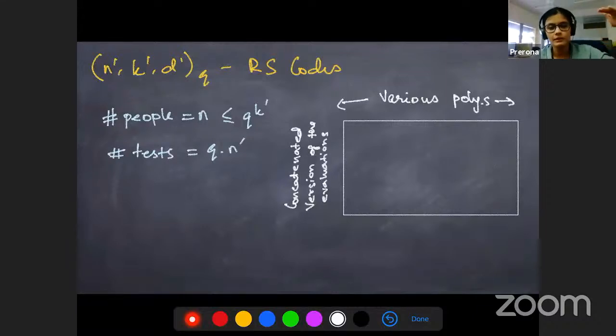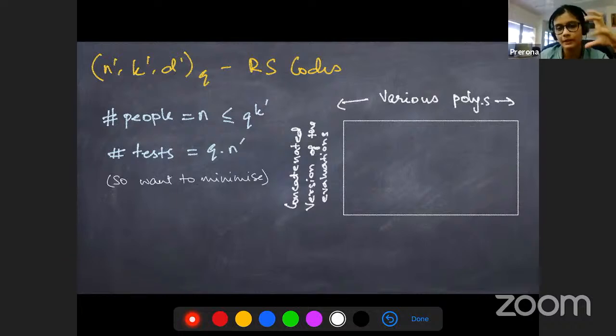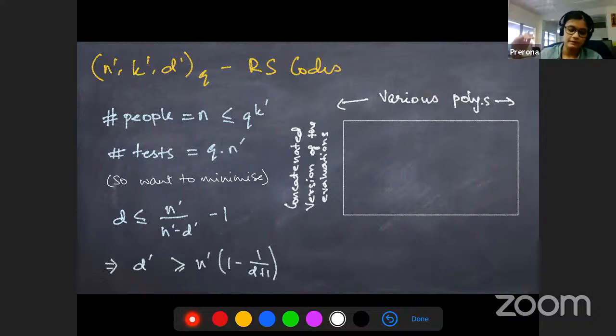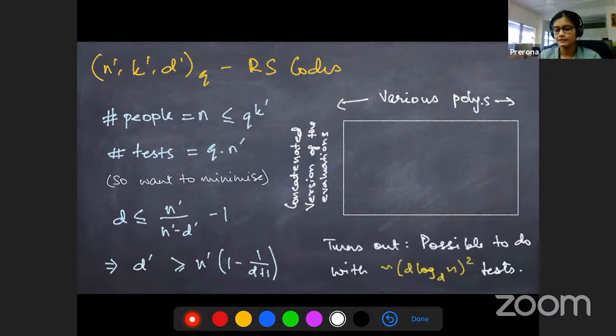The number of people is going to be the number of columns, which is going to be Q power k prime if we started off with such a code. The number of tests is going to be the number of rows, which is going to be Q times n prime. And this is what we want to minimize, because we want to minimize the number of tests. We already saw the property that we have for D. It will turn out that this implies that D prime must be at least something. And it turns out that if we start off with the right parameters, then it is possible to do it with only D log n whole squared tests.